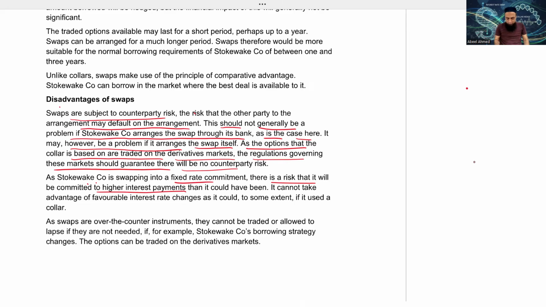Stockwick companies swapping into a fixed rate commitment, there's a risk that it will be committed to higher interest payments than it could have been. It cannot take advantage of favorable interest rate changes as it could to some extent if it used collars. As swaps are over-the-counter instruments, they cannot be traded or allowed to lapse. We have covered that point also.